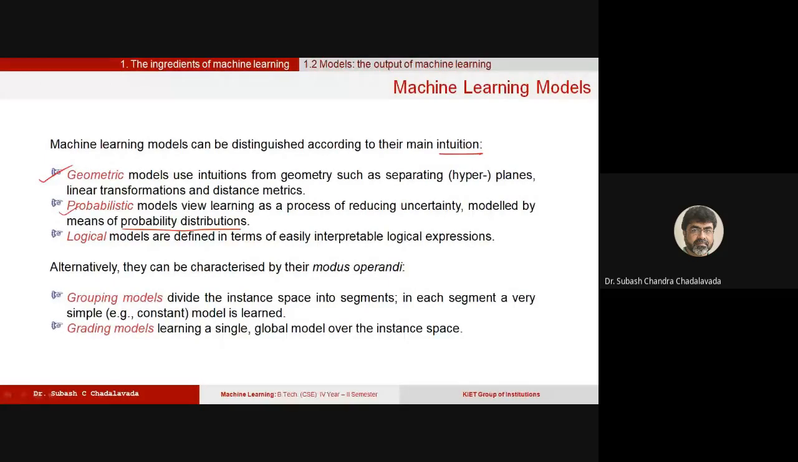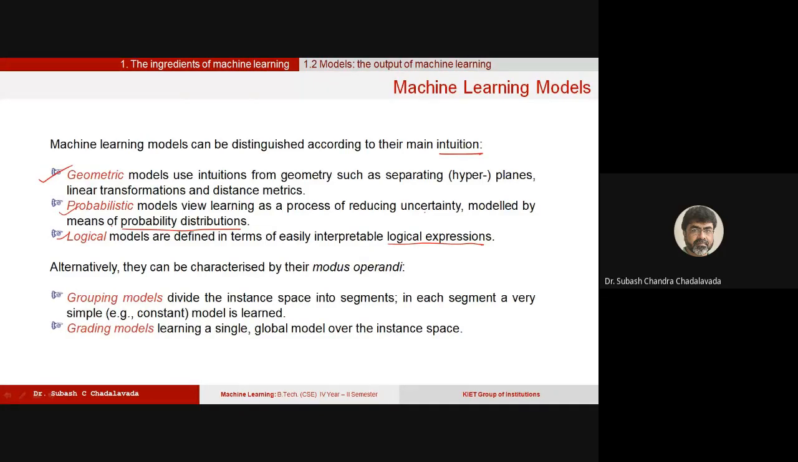We will discuss those in tomorrow's class. Logical models are derived where we have logical expressions as the intuition. There are many kinds of intuition and many kinds of machine learning models, but mainly we classify them into three broad kinds.